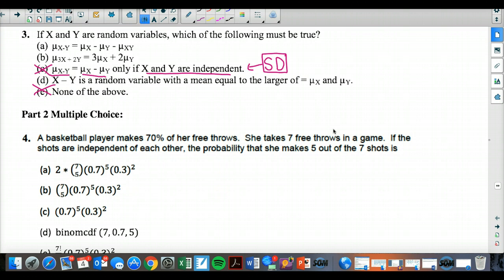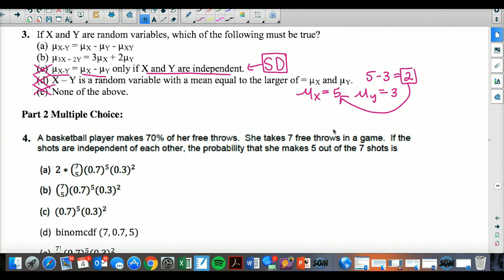How about D? X minus Y is a random variable with a mean equal to the larger of the 2 means. If my mean of X is 5 and my mean of Y is 3, and you say 5 minus 3 is 2, equal to the larger of the 2 values? No, that's silly. So now it's A or B.